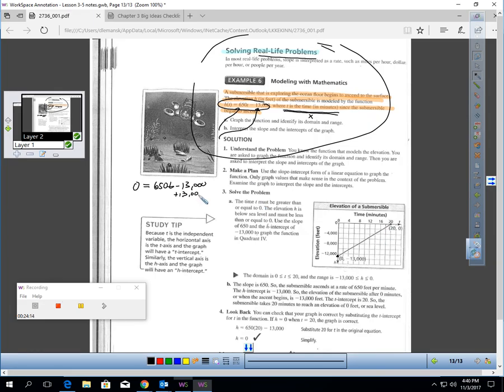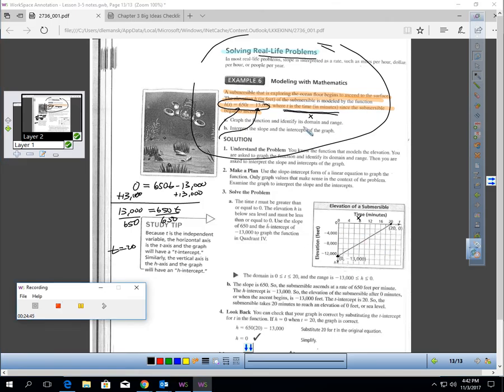If I add 13,000 to each side, and then I divide by 650 on each side, I find out that t would be 20. Okay? So if I plug in 0 for h of t, t is 20. That's where they're getting the point 20, 0. Now you notice they're only plotting in this quadrant because the time has to be positive, x is positive amounts, and we're underwater. The elevation has to be negative amounts.